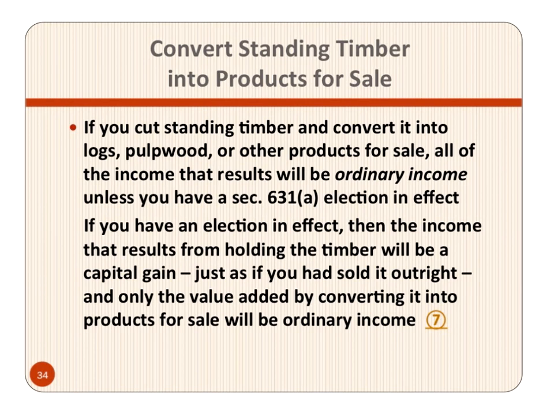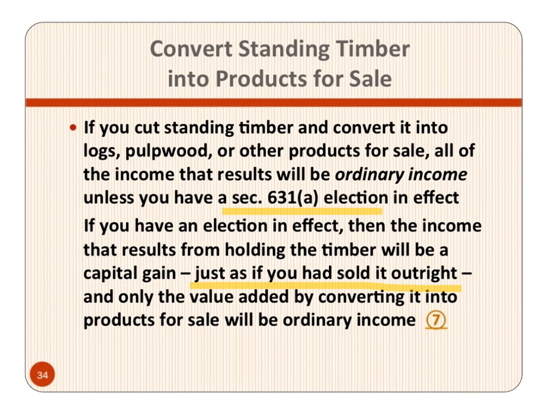I'm just going to talk a little bit about converting standing timber into products and then selling the cut products, because of time constraints. If you cut standing timber and convert it into logs or pulpwood or any other kinds of products for sale, lumber, paper, furniture, souvenirs, anything, all of the income that results is going to be ordinary income, which would be a terrible outcome unless you have the Section 631A election in effect. If you have that election in effect, though, then the income that results from holding the timber would be a capital gain. So it's just as if you sell the timber outright to yourself, and then only the value that's added by converting it into those cut products that you actually sell is going to be ordinary income.